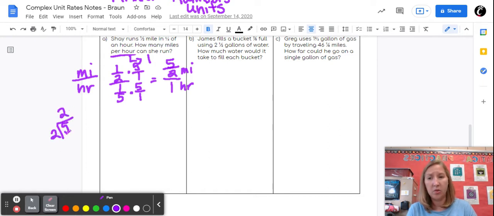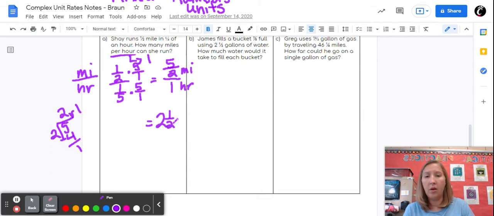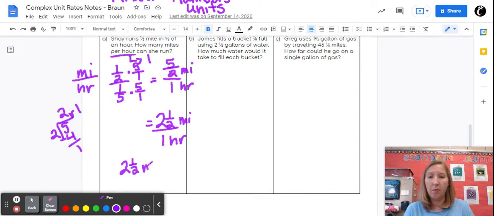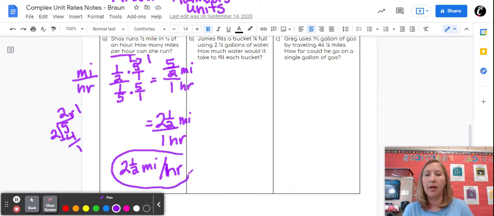2 goes into 5 2 times. 2 times 2 is 4, with a remainder of 1. So my 5/2 is actually 2 1/2 miles over 1 hour. So I can leave it like this, or I can write this as 2.5 miles per hour. I can write it with the 1 like I did up here, or I can write it just 2.5 miles per hour because that means per 1 hour. And that is my answer.